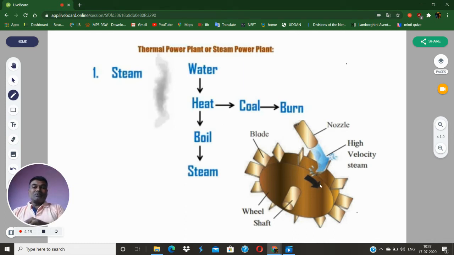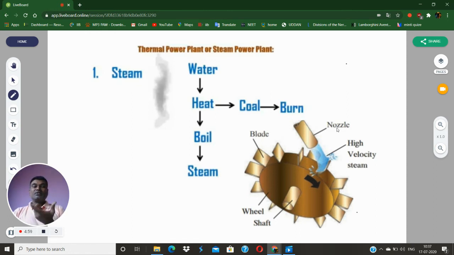Here I have shown one turbine. This specially designed turbine has specially arranged blades towards its periphery. Across these blades we pass the high pressure steam, and the turbine is driven. When we pass the steam we use a nozzle. Yesterday I told you the nozzle plays an important role: it creates a lot of pressure, and due to that pressure the turbine rotates.